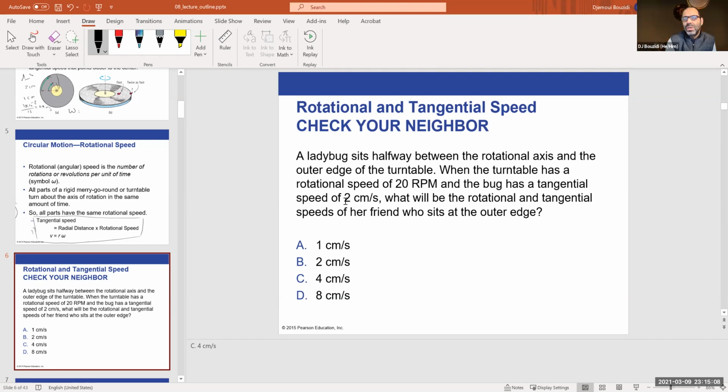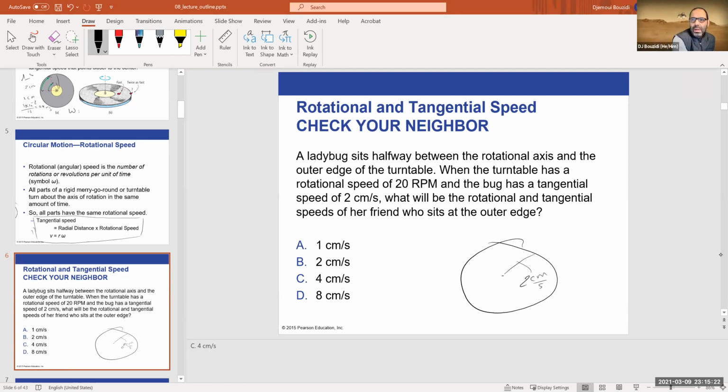And the bug has a tangential speed of 2 centimeters per second. So it's sitting right in the middle in here, and it's going with a tangential speed of 2 centimeters per second. What will be the rotational and angular and tangential speeds of her who sits at the outer edge? Well, if it moves at the outer edge, its speed will double. So it's no longer going to be 2 centimeters per second, but it's going to be 4 centimeters per second.